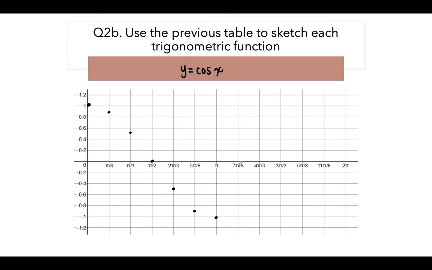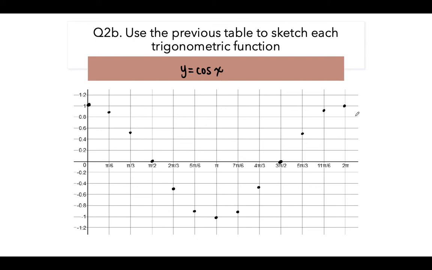And cosine 7 pi over 6, our output was negative 0.87. And 4 pi over 3 is negative 0.5. And at 3 pi over 2, we get 0. Do you see the pattern here? It's very symmetrical. And 11 pi over 6 is 0.87. And at 2 pi, we're back at 1.